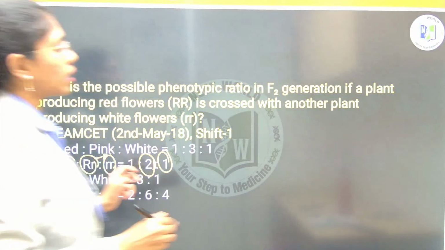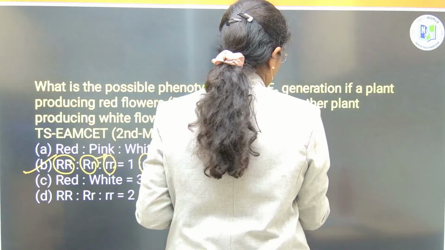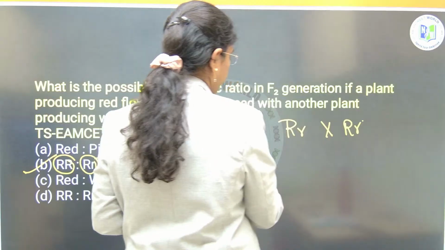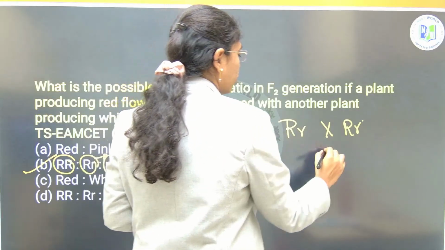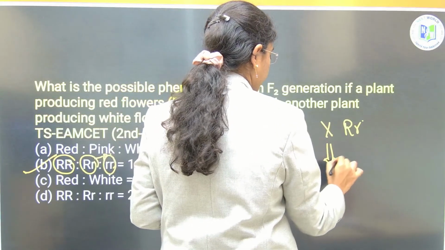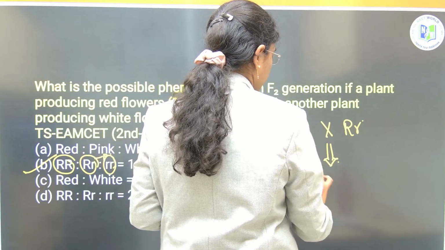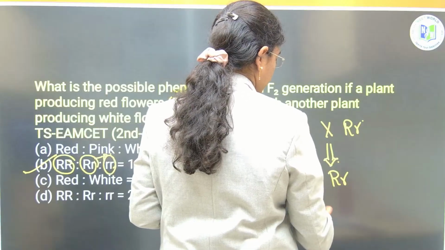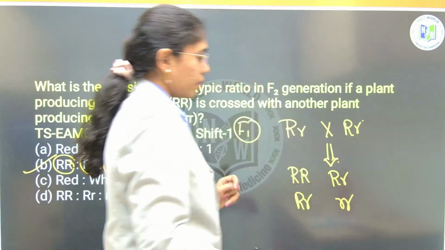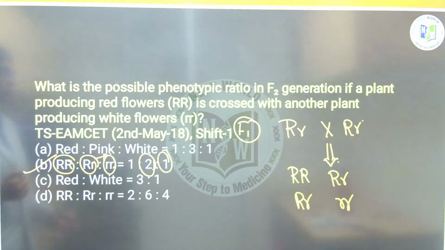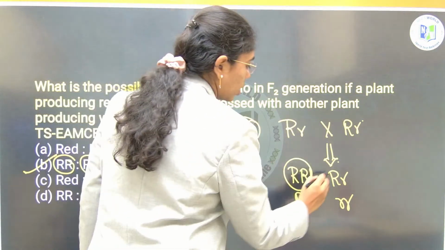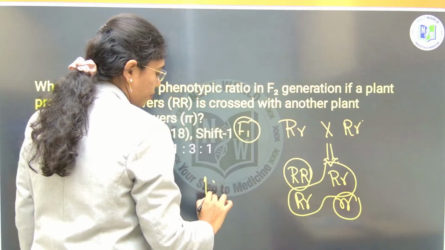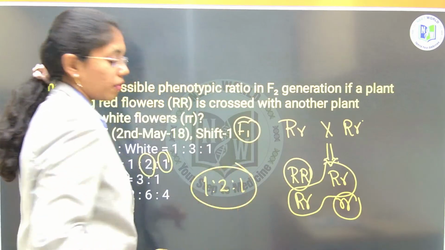Let us cross it and see the self fertilization of heterozygous individuals of the F1 generation. In the F2 generation, what will we get? It is capital R small r, and small r. Fine, right? This is what you will get, which is 1:2:1.